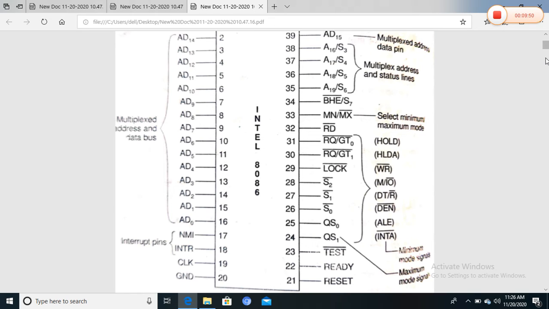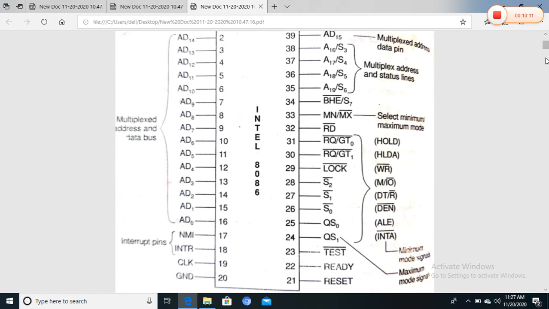These S3 and S4 status signals are used to identify memory segments. When S3 and S4 are 00, the segment register is ES. When 01, it is the stack segment register. When 10, it is CS or none, and when S3 and S4 are 11, it is the data segment register.